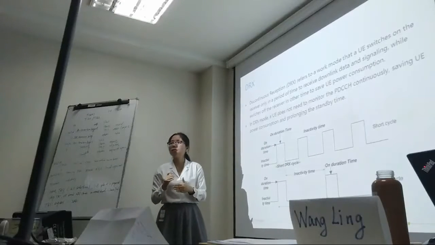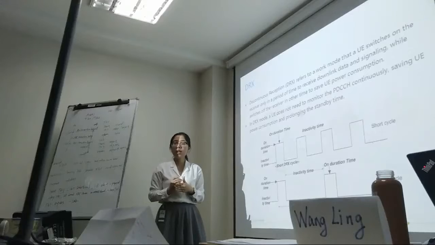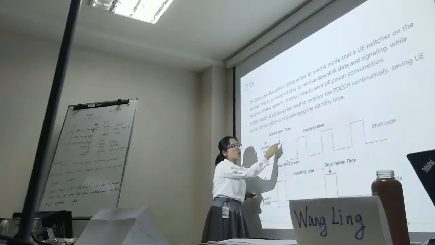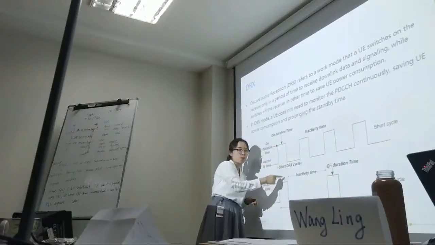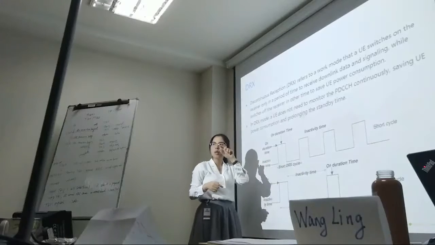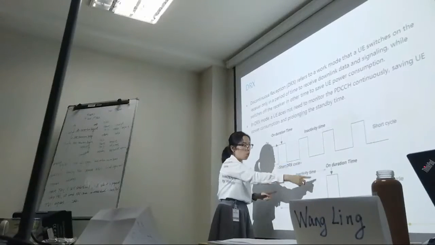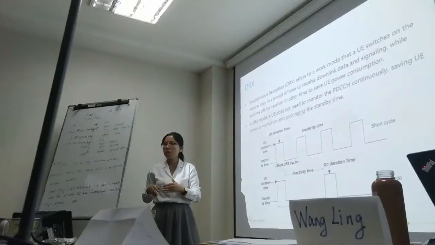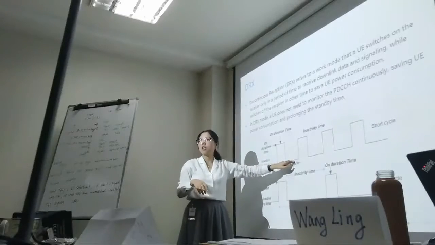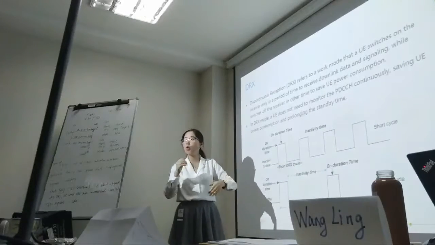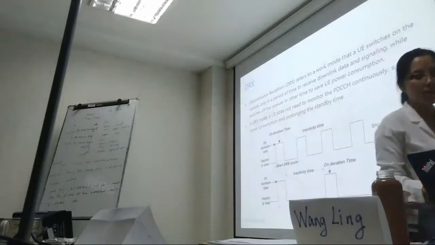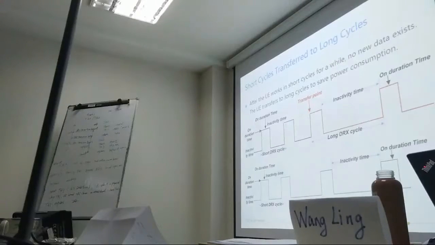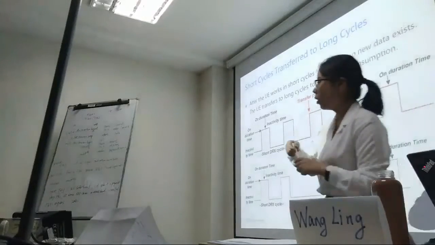If we configure both short and long, first the on duration timer is the same for both. And we will configure one short cycle and one long cycle. But we should tell the UE how many short cycles you have, and after that you will go to long. So for this parameter, it's in here.